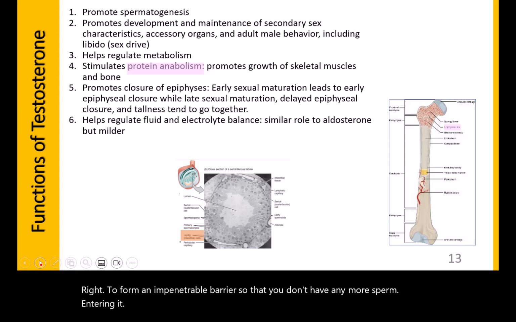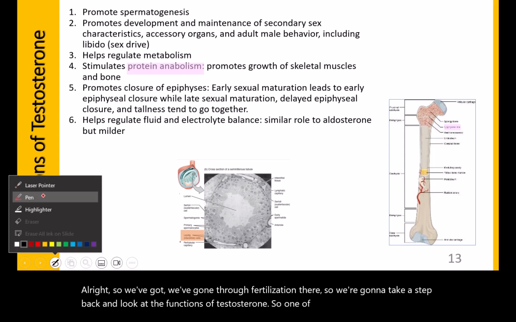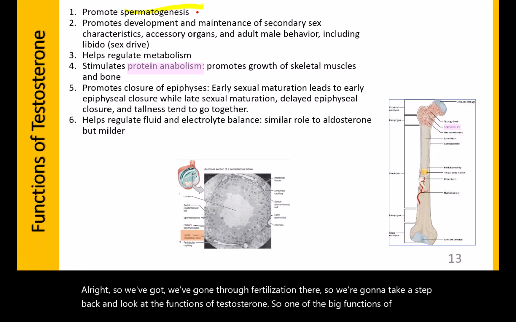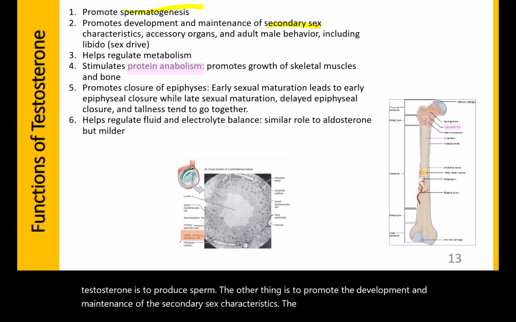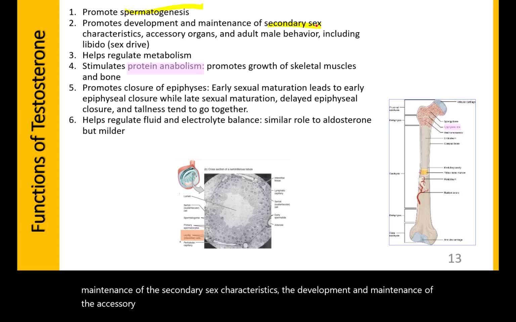All right. So we've gone through fertilization there. So we're going to take a step back and look at the functions of testosterone. One of the big functions of testosterone is to produce sperm. The other thing is to promote the development and maintenance of the secondary sex characteristics, the development and maintenance of the accessory organs, and adult male behavior, including libido.